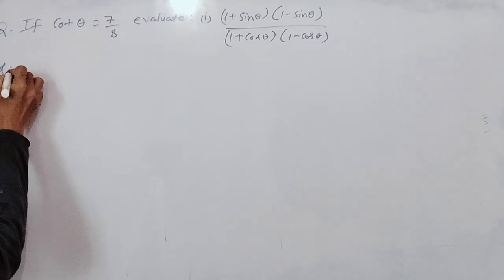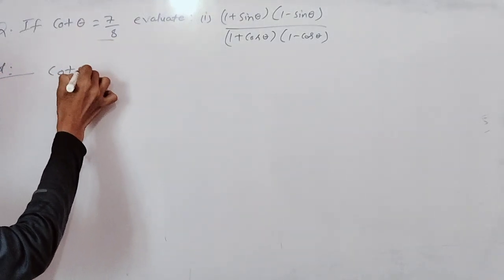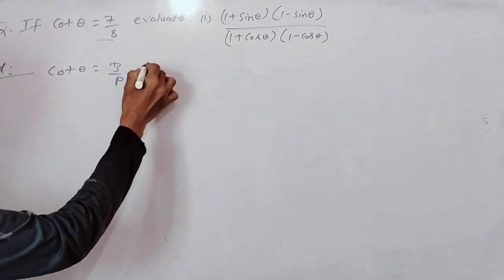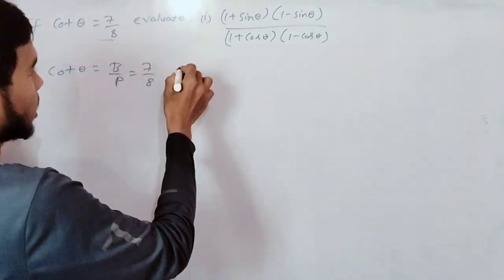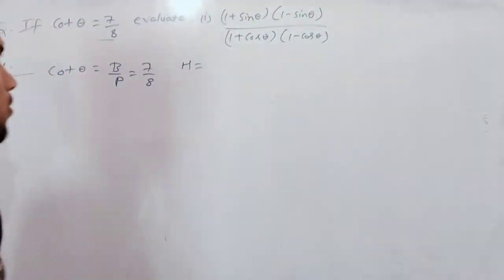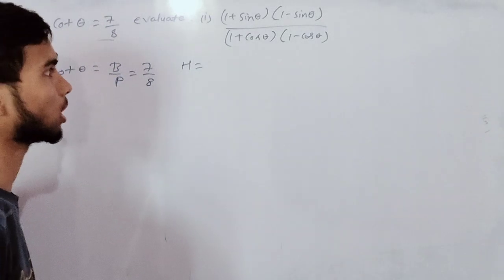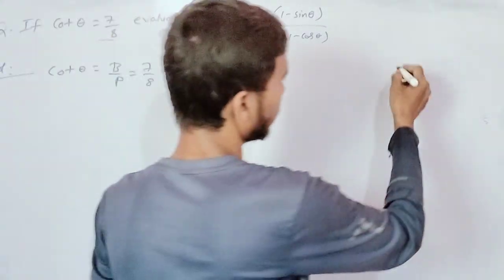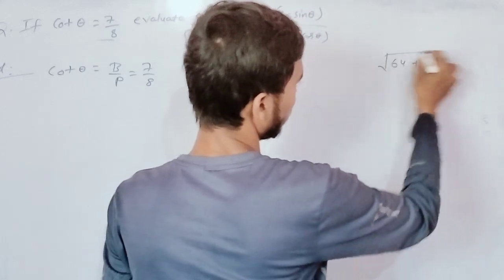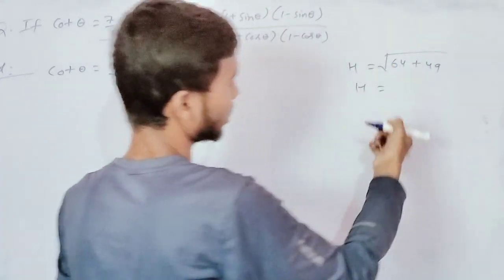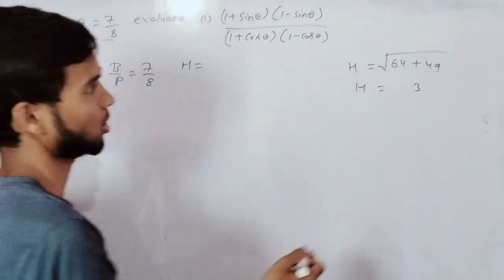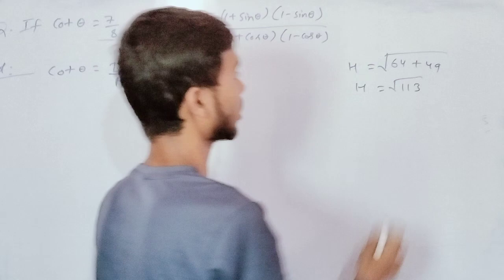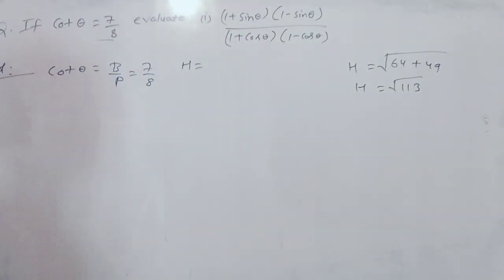What is it saying? You have been given cot theta. Cot theta is B upon P. B is 7 and P is 8. You don't know what H is. As you know, the sum of the squares of P and B will be equal to the square of H. So 8 times 8 is 64, 7 times 7 is 49. From this you will get the hypotenuse. So here you are getting the hypotenuse as under root of 113.